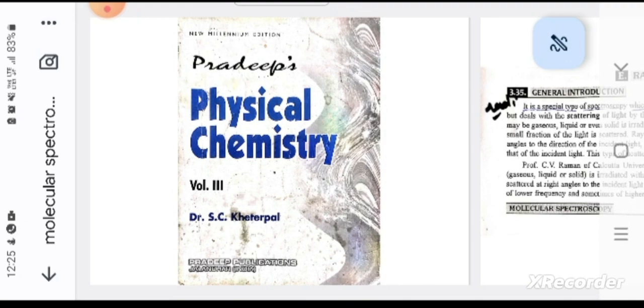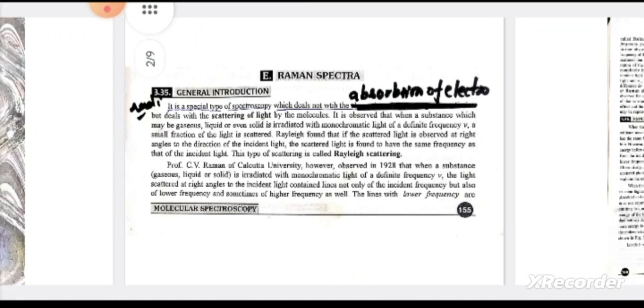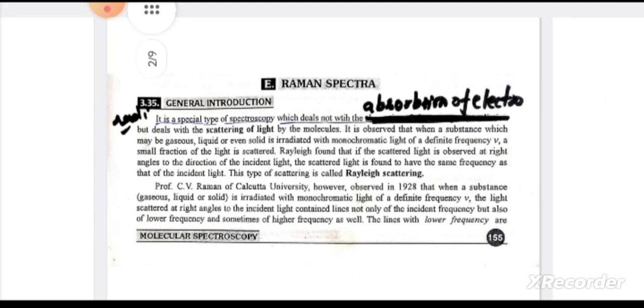Today we will read Pradeep's Physical Chemistry Volume 3 by Dr. S.C. Khetrapal, Raman Spectroscopy. 3.35. It is a special type of spectroscopy which does not deal with the absorption of electronic radiation but deals with the scattering of light by the molecules.